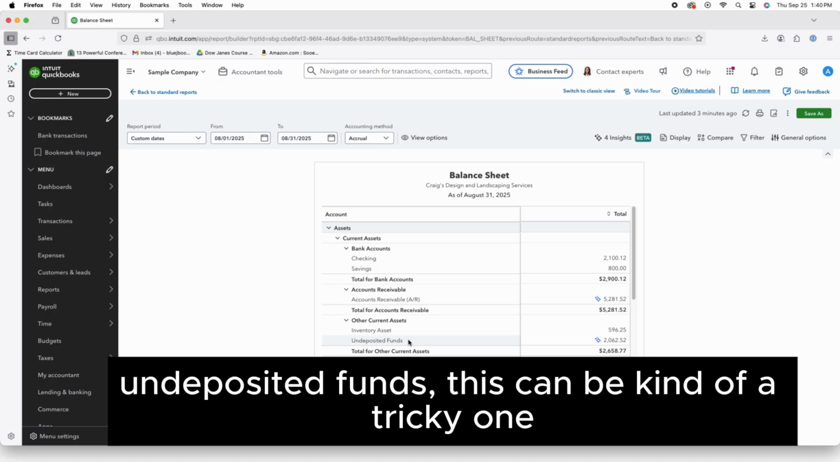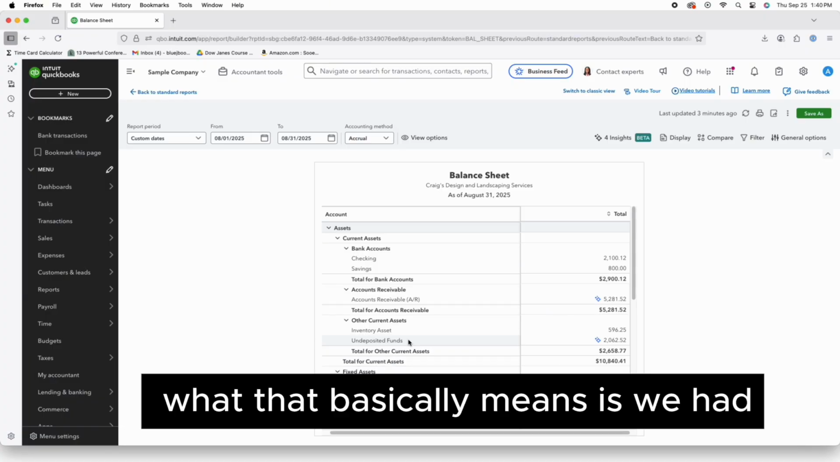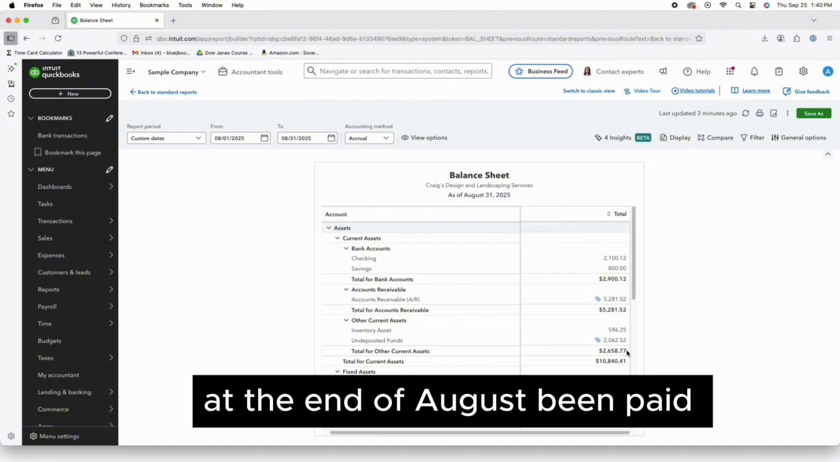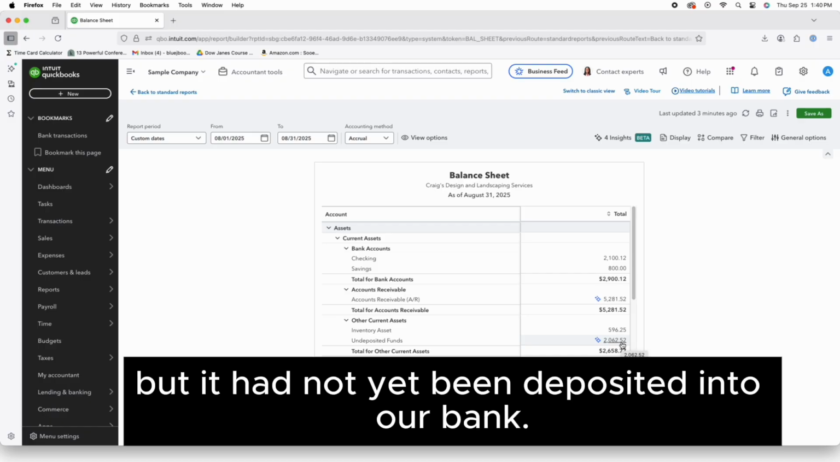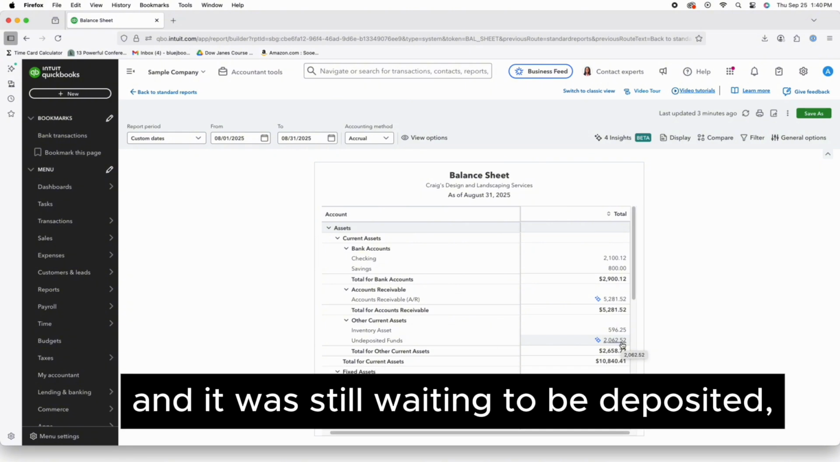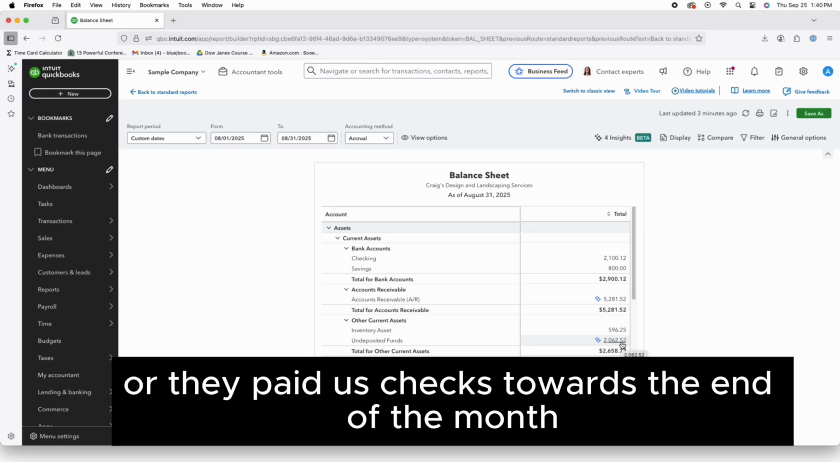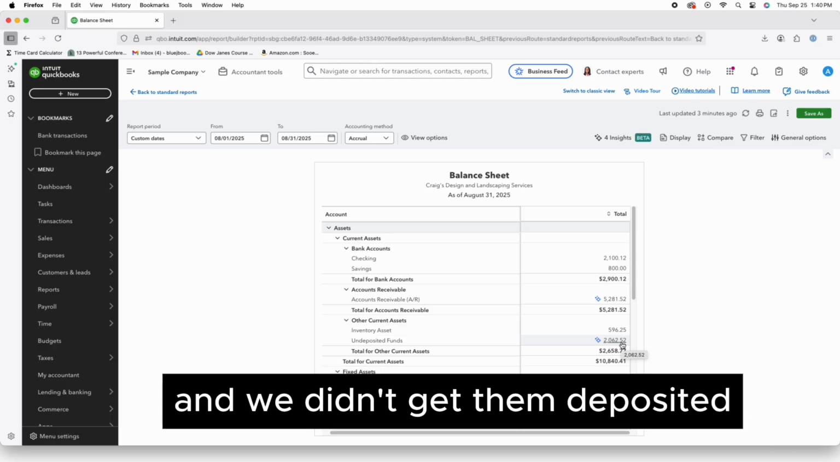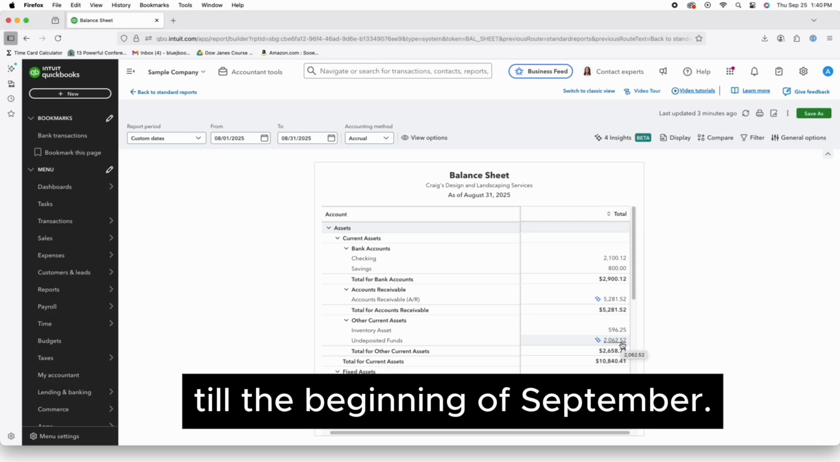Undeposited funds. This can be kind of a tricky one. What that basically means is we had, at the end of August, been paid $2,062.52, but it had not yet been deposited into our bank. Either they had paid through our electronic system and it was still waiting to be deposited, or they paid us checks towards the end of the month and we didn't get them deposited till the beginning of September.